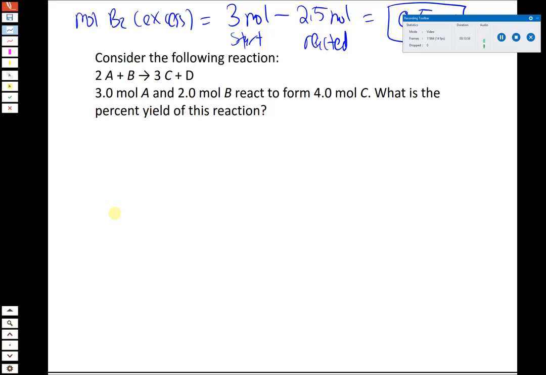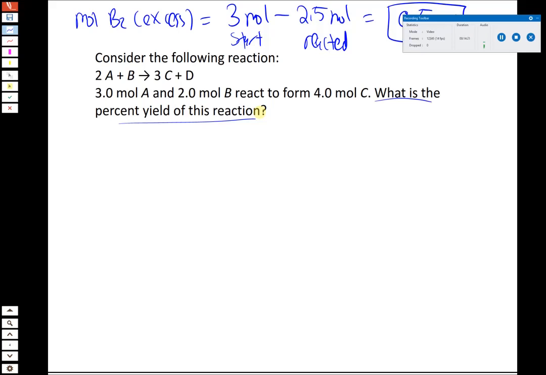So here we're given a balanced equation, 2A + B → 3C + D, purely fictitious. And we're told that we have 3 moles of A, 2 moles of B, and we form 4 moles of C. We want to know what is the percent yield. So in these types of problems, if everything is given in moles, we don't have to worry about any conversions. We don't have to use molar masses or any other conversion factor to convert into and out of moles. We just use the number of moles given to us directly.